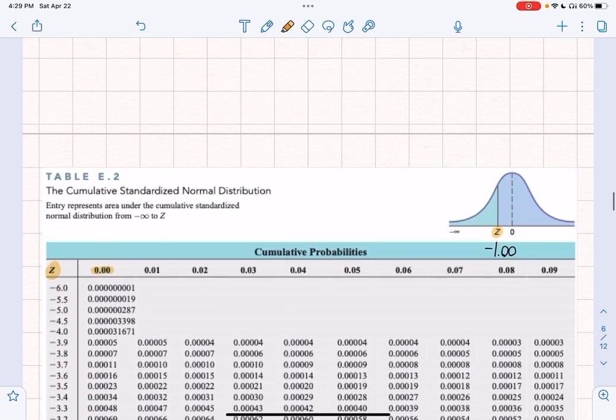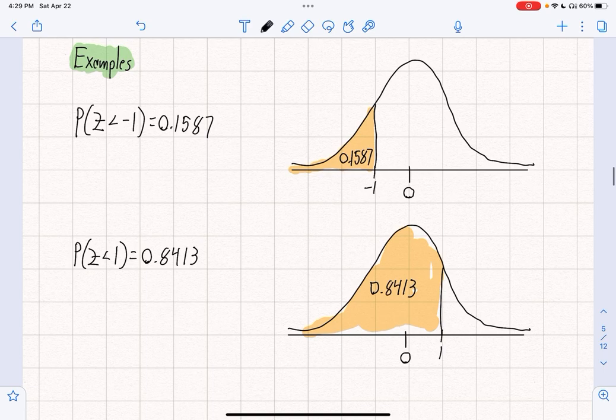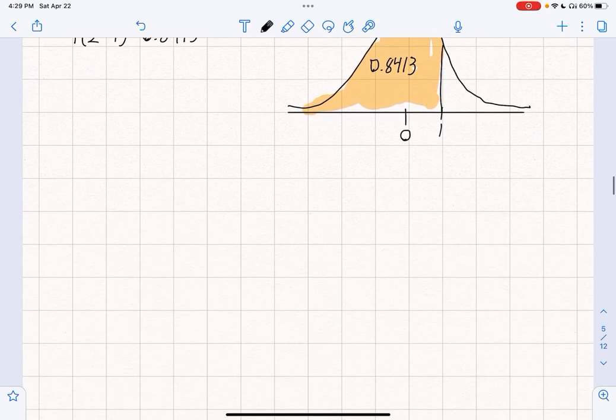So my area is 0.8413. Okay, and now let's say we want the probability that z is between -1 and +1.